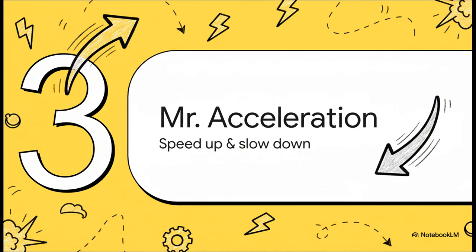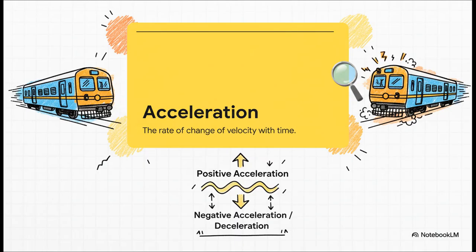Okay, now for my favorite part, the real drama of motion. Things don't just move at the same speed all the time, do they? No way. They speed up, they slow down. And the concept that describes this change is the mighty Mr. Acceleration. So what is acceleration really? It's just the rate of change of velocity. Think about a Mumbai local train leaving the station. It starts slow and goes faster and faster. Its velocity is increasing. That's positive acceleration. And what happens when it's approaching the next stop? The driver hits the brakes, its velocity decreases. That's negative acceleration, which we also sometimes call deceleration.